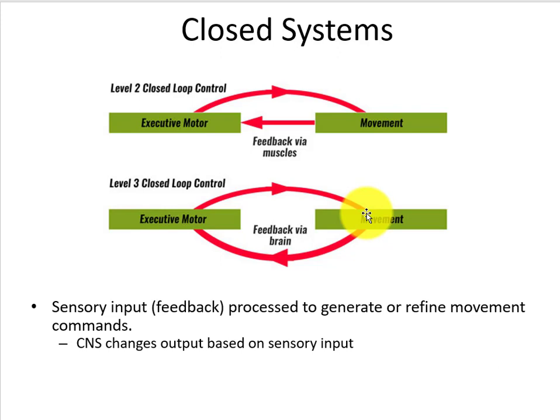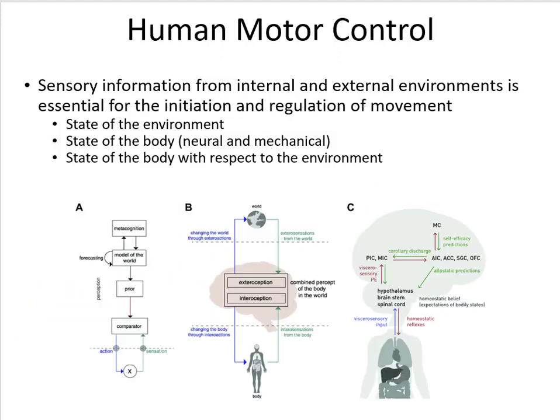And of course, in this case here, we have to understand that there has to be enough time for this loop to be completed if we're to use the feedback coming from our sensory input systems. So, what we do know is that for human motor control, as well as animal motor control for that matter, sensory information from both internal and external environments is essential for both the initiation as well as the regulation of movement.